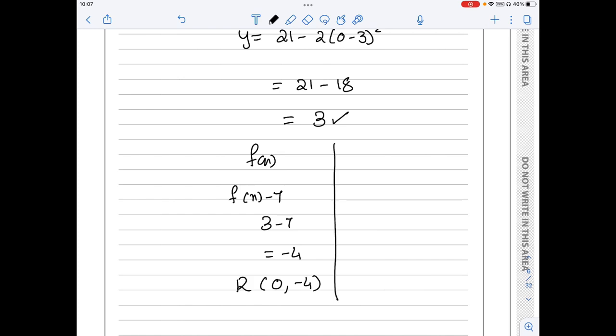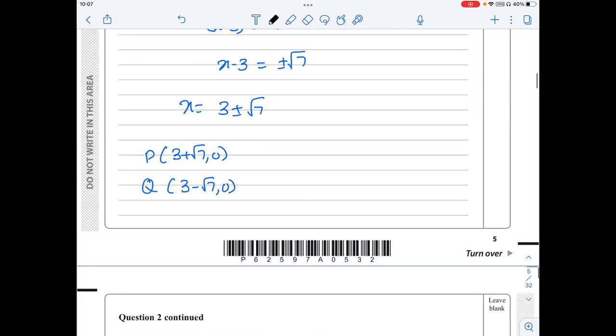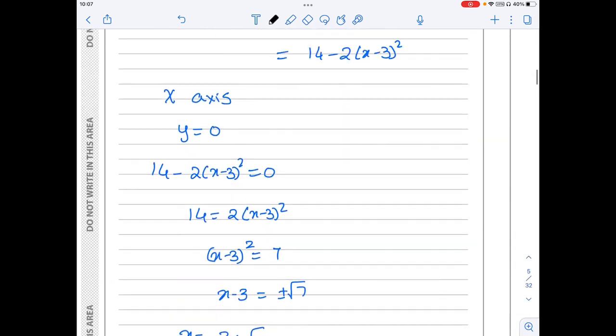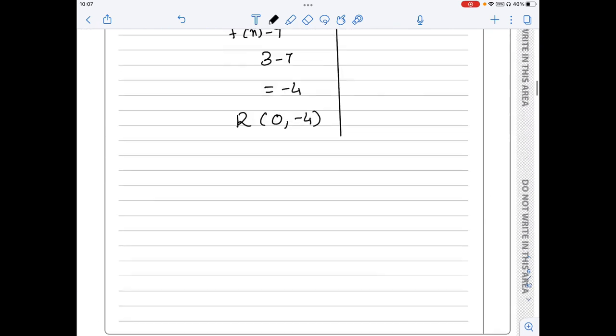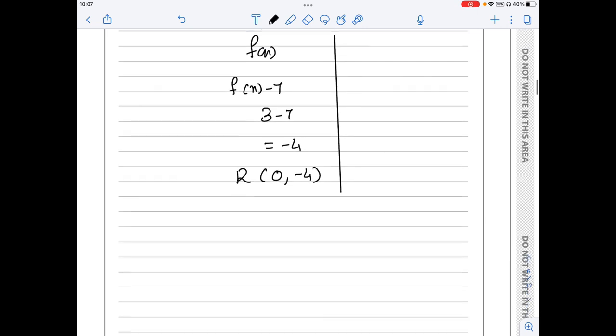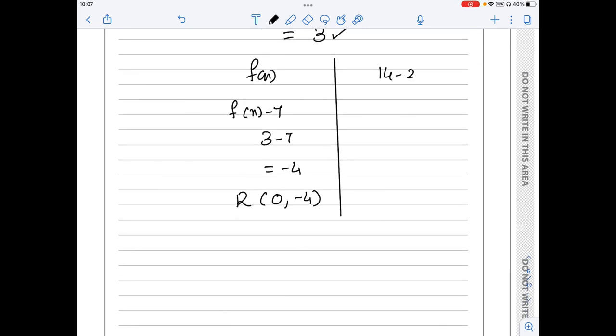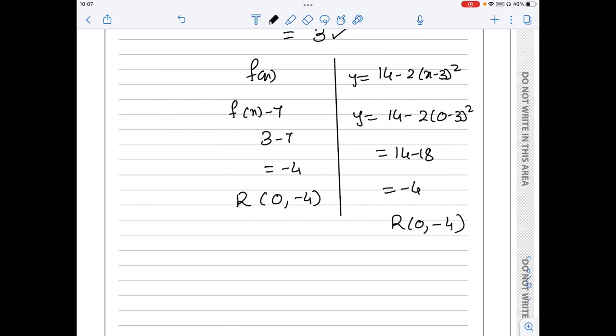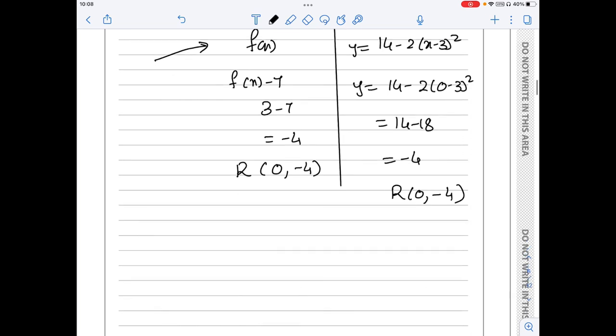Or else, if you don't want to do it like that, you can directly use the equation, 14 minus 2 (x minus 3) whole squared. Plug in 0 over there: 14 minus 2 (0 minus 3) whole squared, which is 14 minus 18, which is negative 4. In that case also R equals (0, negative 4). Either you can do it in f of x or in f of x minus 7. So the R value we got.